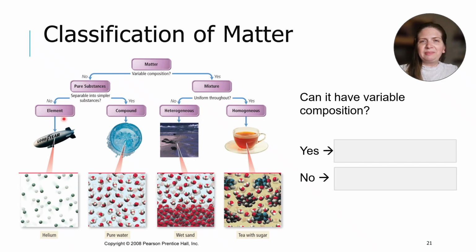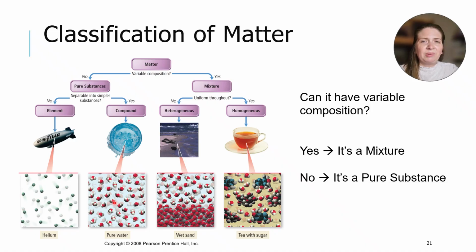When deciding whether matter is a pure substance or a mixture, it can be helpful to think about whether the composition is variable. For example, tea with sugar is a mixture because it can contain different amounts of sugar. Water, on the other hand, is a pure substance. Every sample of pure water consists of H2O molecules. However, the water that comes out of a faucet is not considered pure because it contains many dissolved minerals and other substances.